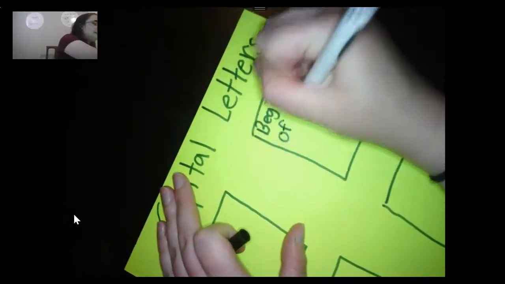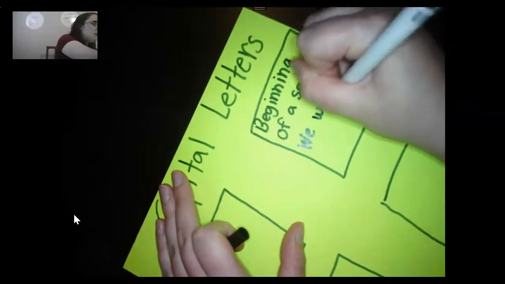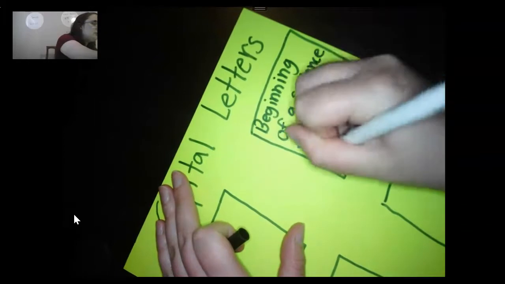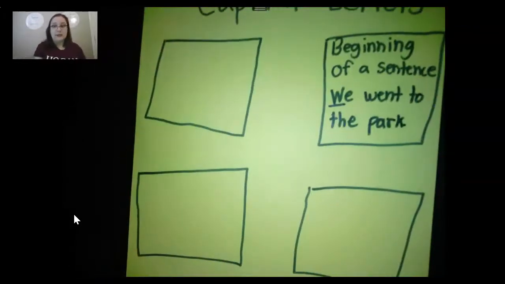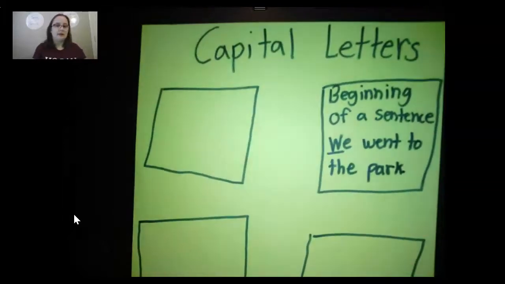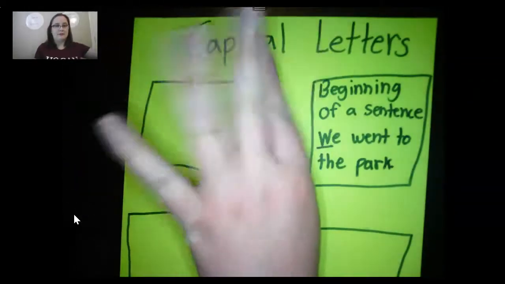So we have the beginning of a sentence, like: We went to the park. You can see that the W in "we," which is our first word at the beginning of our sentence, is capitalized. As we have 5 boxes to fill, we filled 1. If we have 5 and we take away 1, that means we have 4 boxes left.